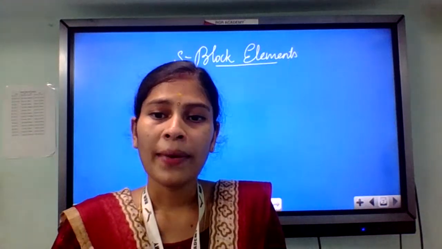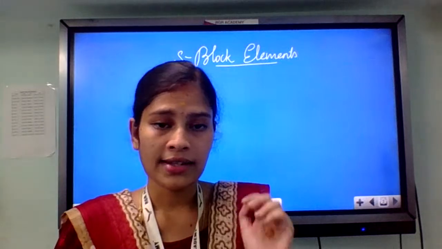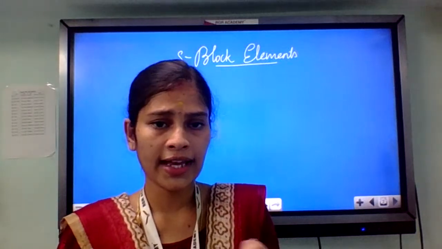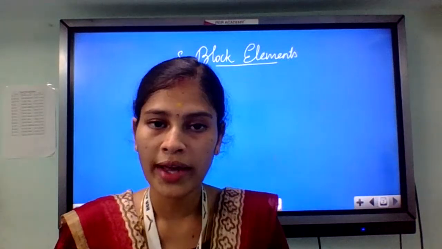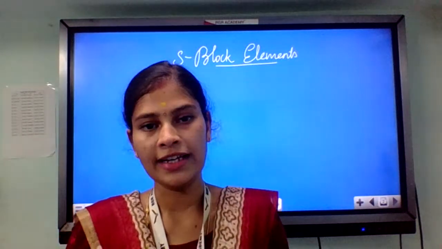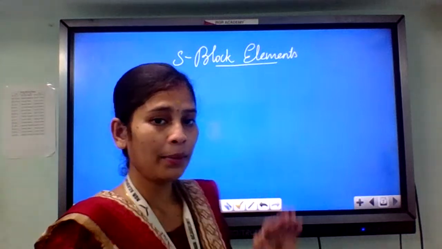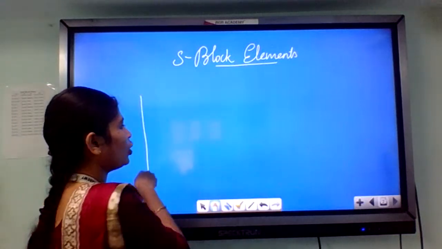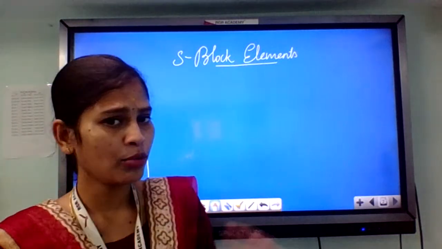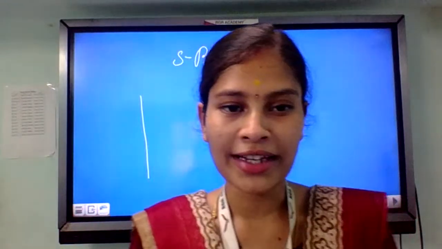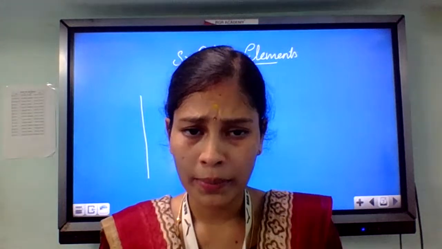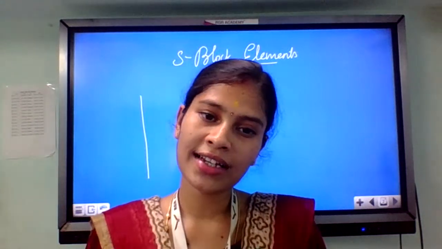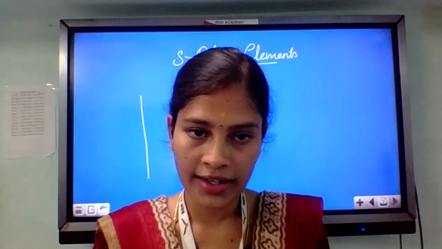Apart from that, the trends, especially if we take density: as we move down the group, what happens to density? Usually it will increase. But S block elements are present in the left corner of the periodic table. So what about the size? Size will be increased, yes. So it will have higher atomic radius. If size increased, density definitely decreases.